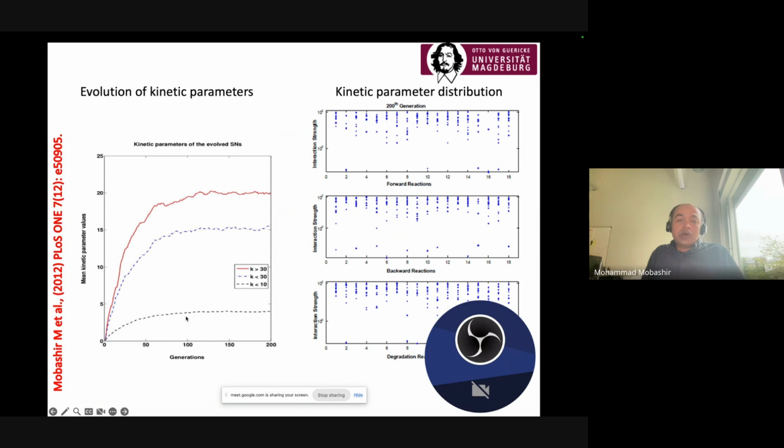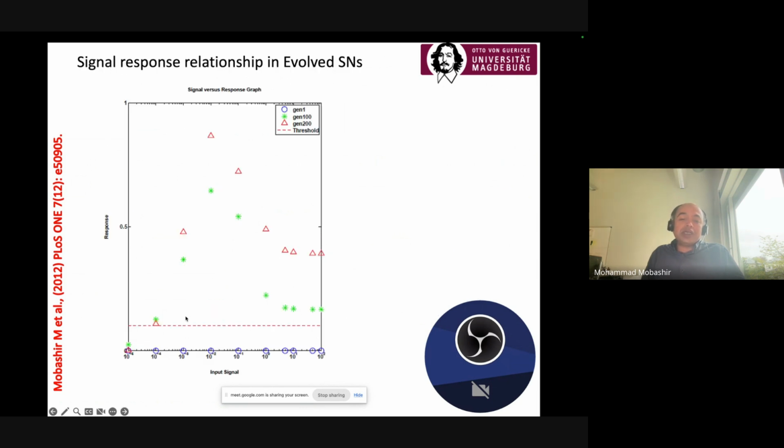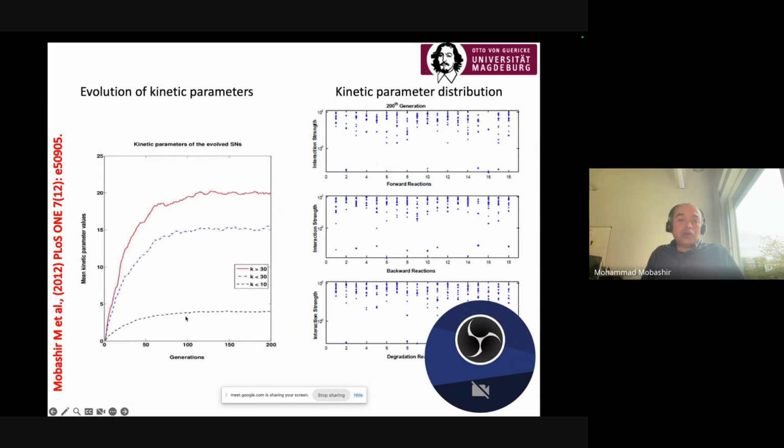Of reactions, all the reactions are trying to achieve the higher values. That means they are trying to go for maximum values. And here, in the lowest kinetic parameter, K is less than 10, it is going to be around 5 on average. Then the second one is going to be very close to 15 up to 200 generations. Then the third one, the maximum one, is trying to achieve 20.